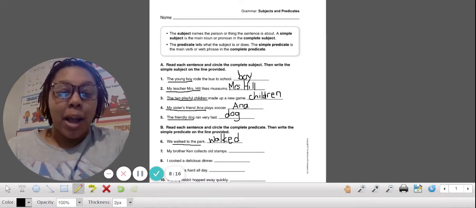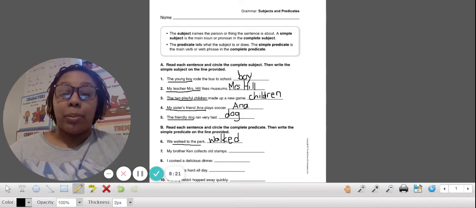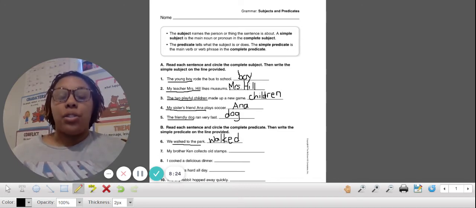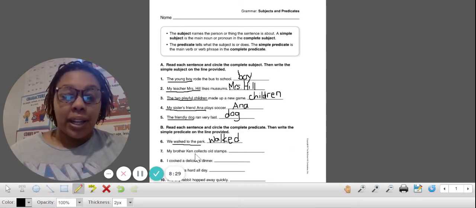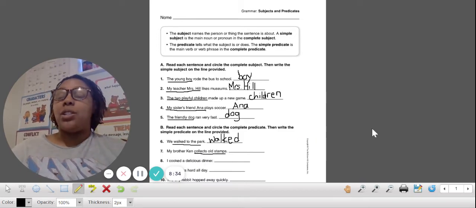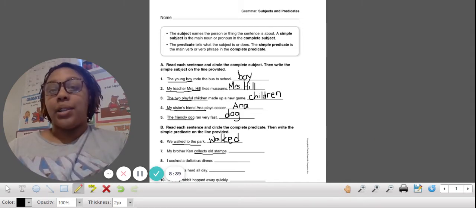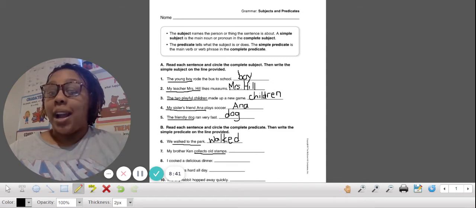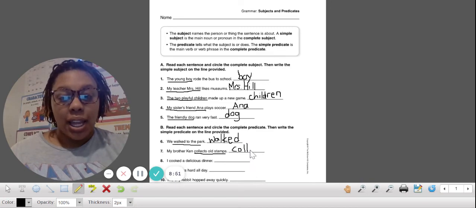Okay, number 7. My brother Ken collects old stamps. So our subject is my brother Ken. But what does Ken do? He collects old stamps. My complete predicate would be collects old stamps. Now, if I'm doing just the simple predicate, what word or word phrase would I use? You're right, collects. That is the verb that tells me exactly what he's doing. What does Ken do? He collects things.